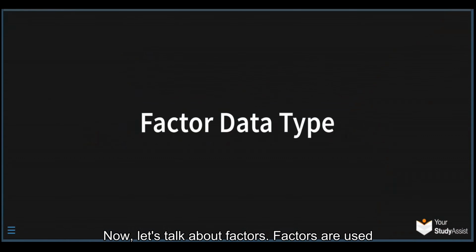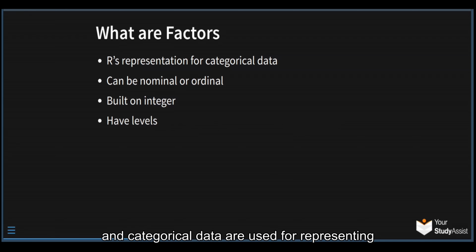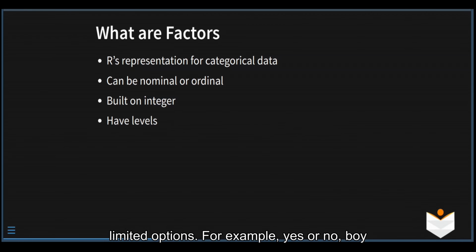Now let's talk about factors. Factors are used to represent categorical data in R, and categorical data are used for representing limited options. For example, yes or no, boy or girl, male or female, dog or cat, and they can be nominal or ordinal, meaning they have a degree of direction or they have ranks.